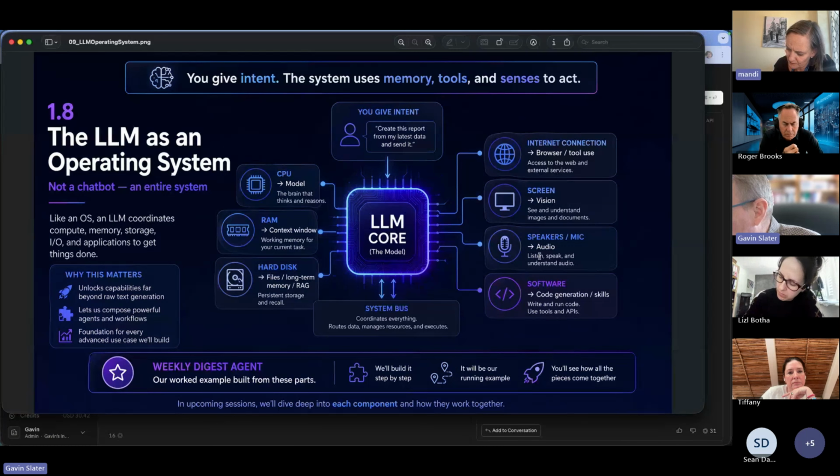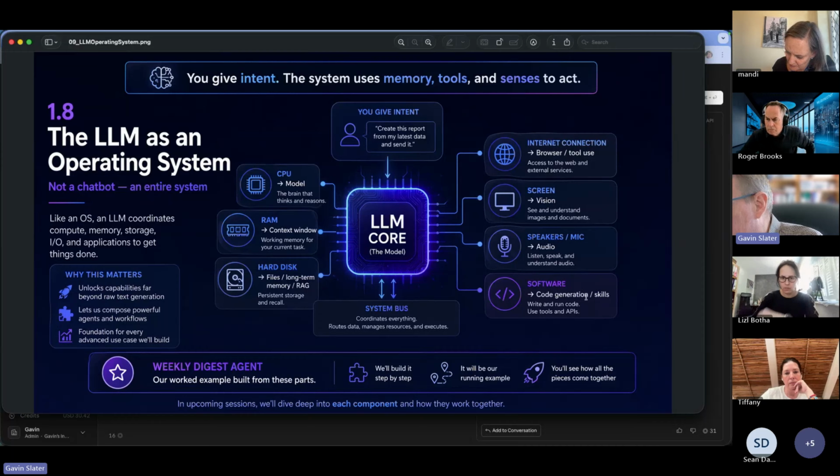Audio. One really easy way of working with the large language model is, instead of having to type into the text box, you can just talk into the text box and it'll do the transcription for you, and it will understand that transcription. That's a nice easy way to work with the large language model. So it's got that capability as well.